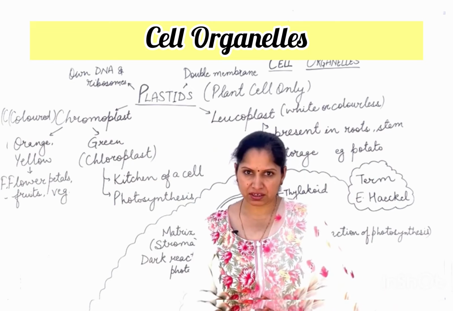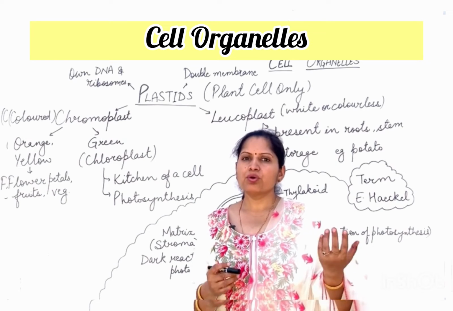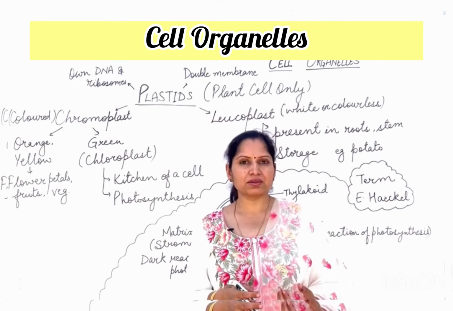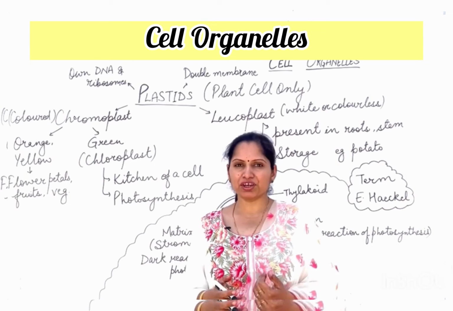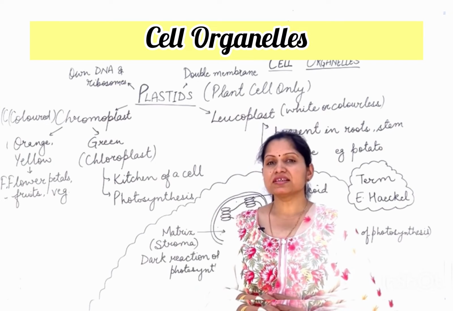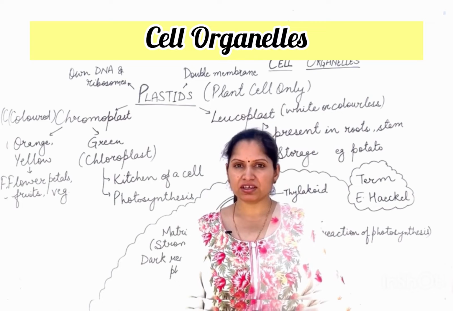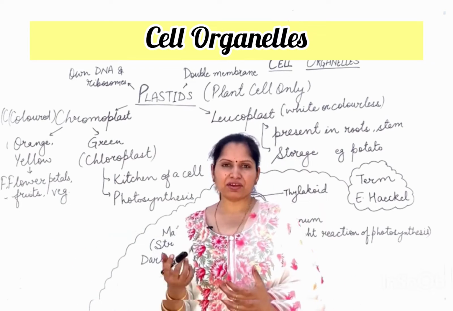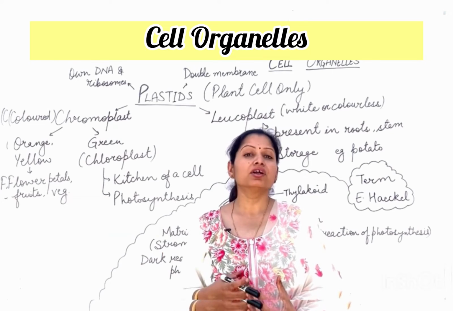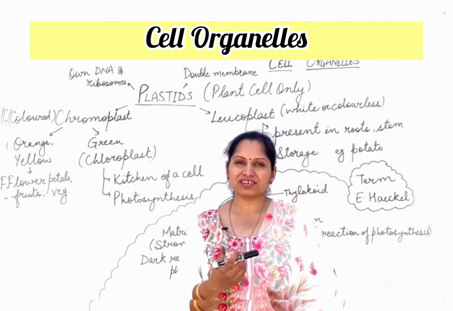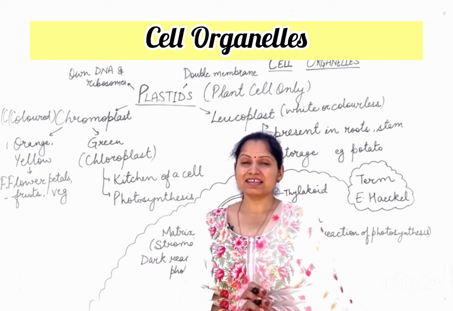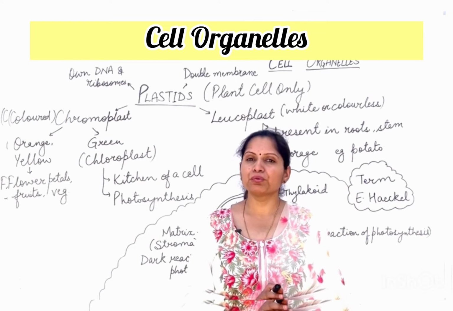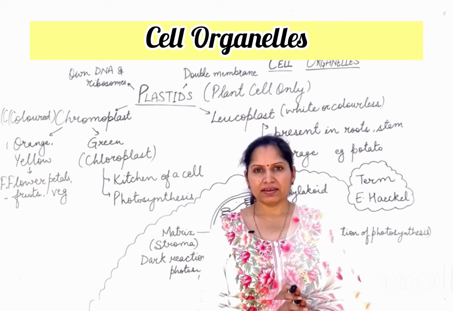This chromoplast could be having different colors like yellow, orange. You must have seen the petals of the flowers having beautiful different colors, or you see different vegetables having different colors like brinjal. Whenever you see some fruits having different colors like red color of apple or orange color of orange, then that is because of the presence of chromoplast.